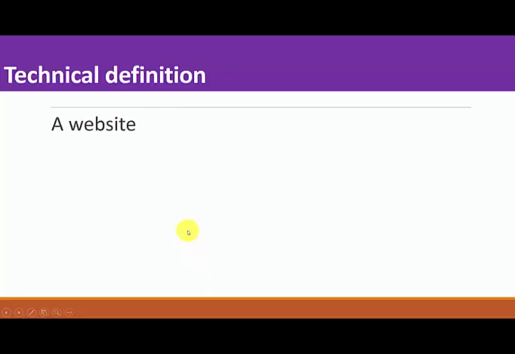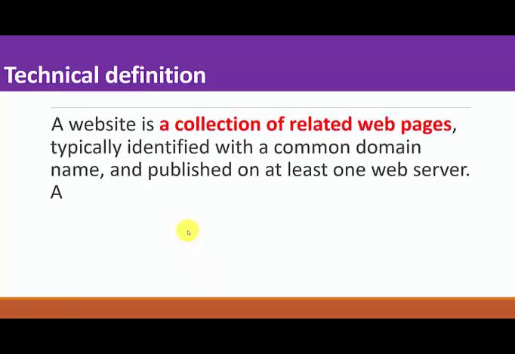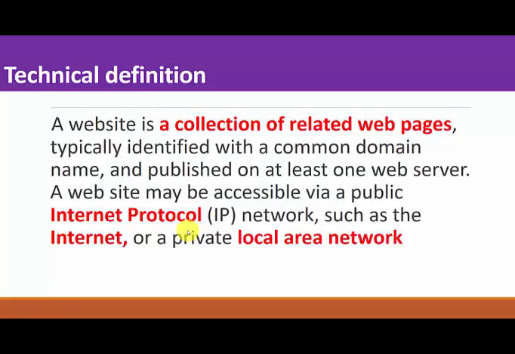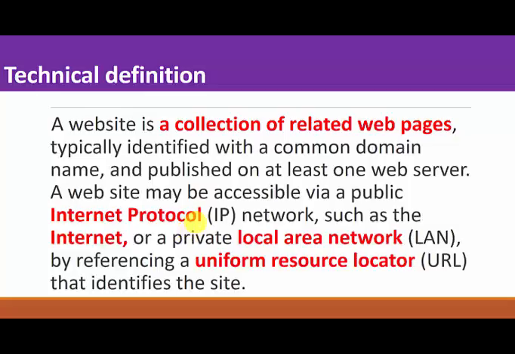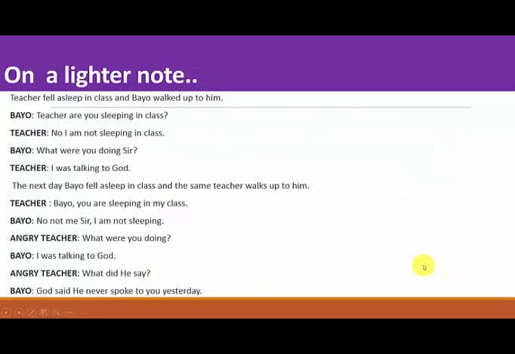But the technical definition of it is that it's a collection of related web pages, which you recognize by a domain name, and they are published on a web server. So a website you access via the Internet Protocol or IP network, such as the Internet or a local area network. And then you reference it with a web address, the Uniform Resource Locator, URL. We'll be coming to that when we're looking at terminologies.